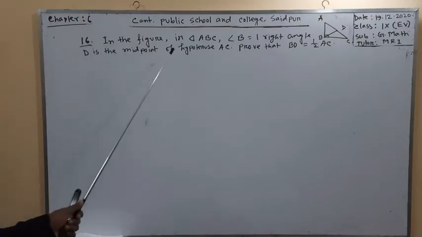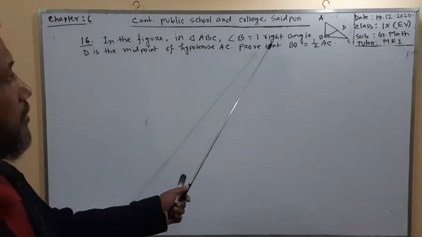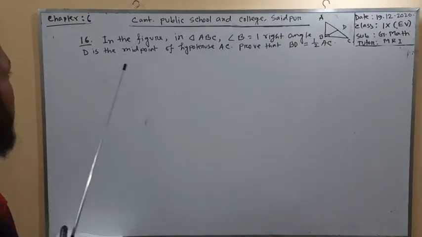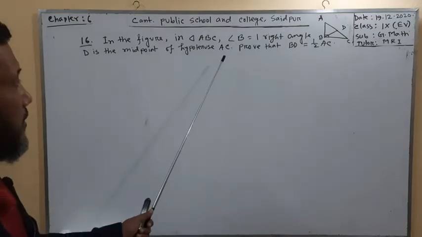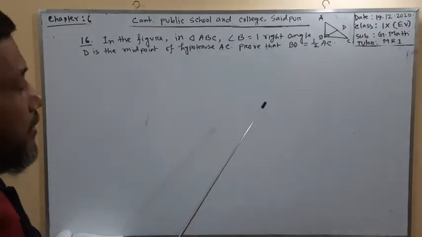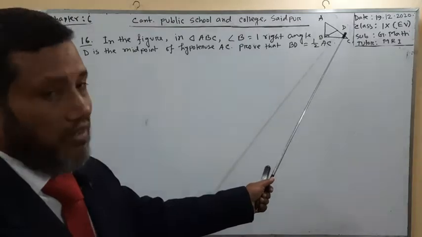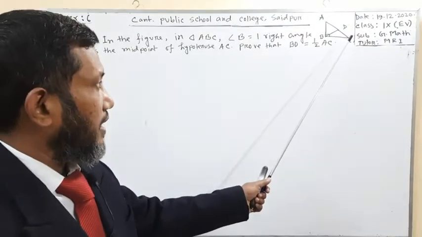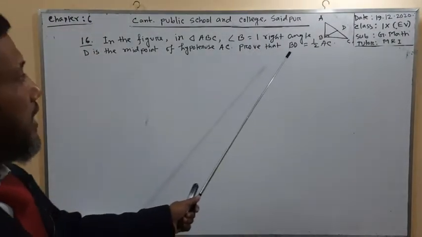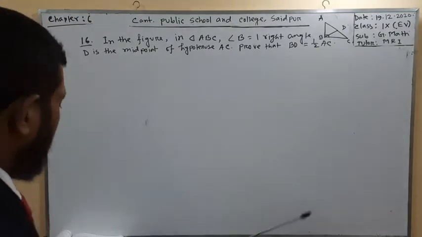In the figure, in triangle ABC, angle B is equal to one right angle. D is the midpoint of the hypotenuse AC. Here angle B is equal to one right angle. We know the opposite side of 90 degrees is called the hypotenuse. Here AC is the hypotenuse. Prove that BD is equal to half AC.